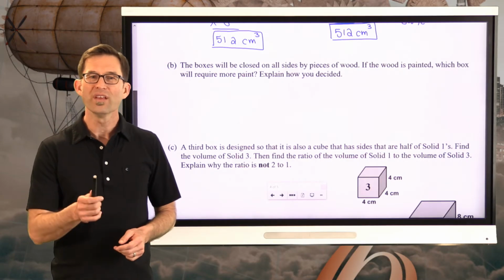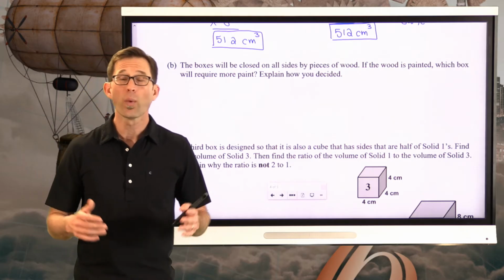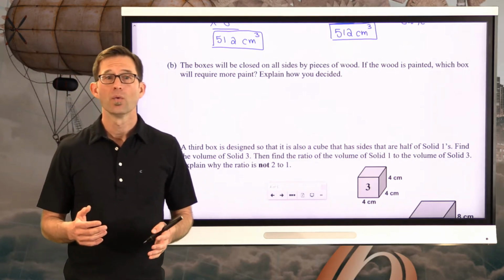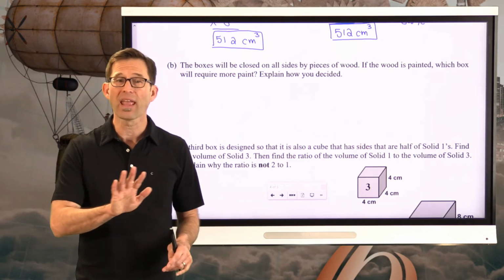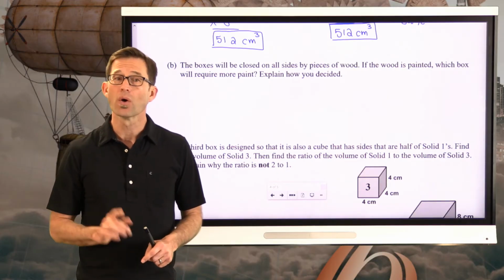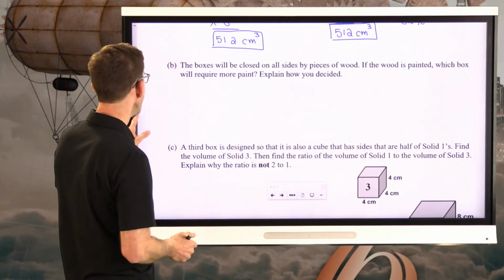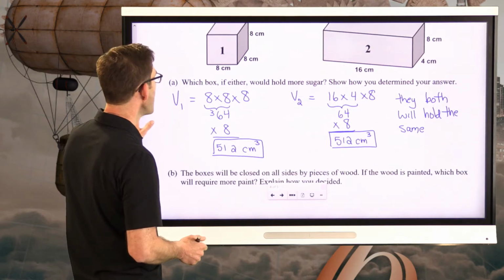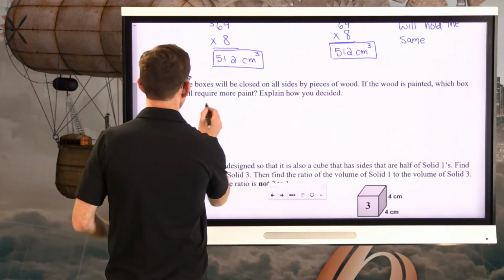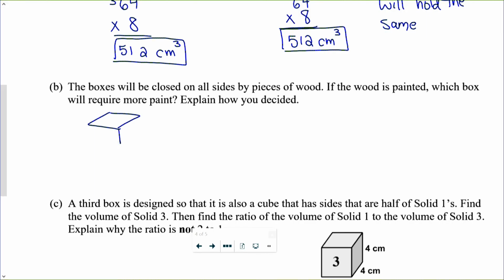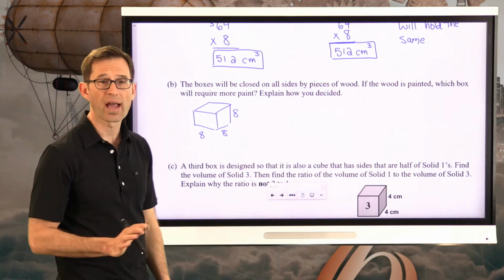All right, well, this is all about surface area because we don't paint volume, we paint area, right? We paint flat surfaces. So let's figure out the surface area of both of them. Now the first one is a cube that measures 8 by 8 by 8. So its surface area is actually pretty easy.